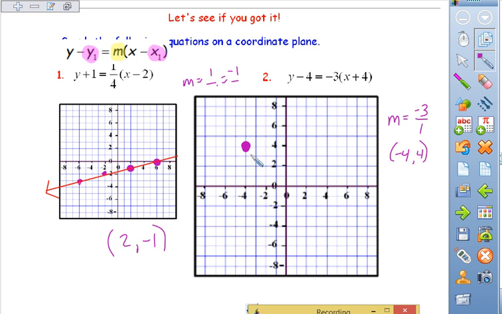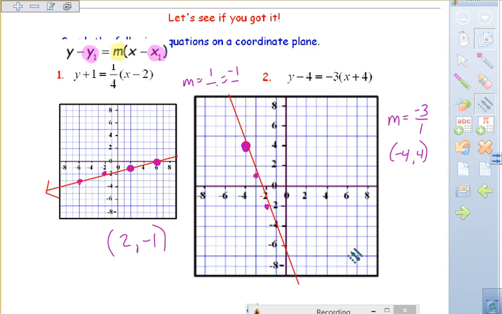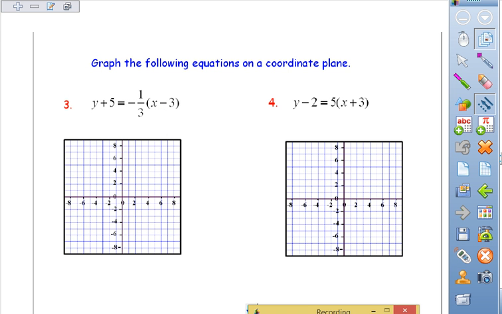On the second example, my point is -4, +4. So now when I apply the slope, I'm going to go down 3, forward 1. Down 3, forward 1. And again, draw your line. So point-slope form is helpful when we are graphing. Please pause the video while the students work on the final 2 questions.